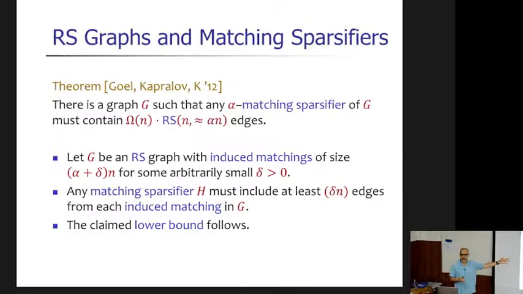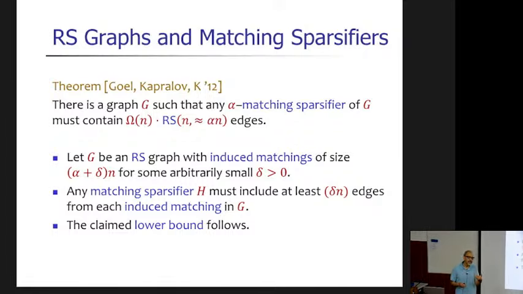Let's take an RS graph which has induced matchings of size alpha plus delta n. Delta is some vanishingly small constant. Now build an alpha sparsifier of this graph. Take an induced matching of size alpha plus delta times n. You must keep at least delta n edges from this matching in your sparsifier. Otherwise, your error on this set will be more than alpha n.